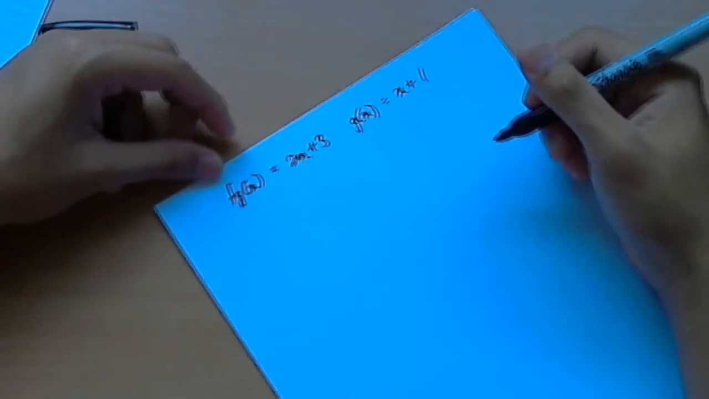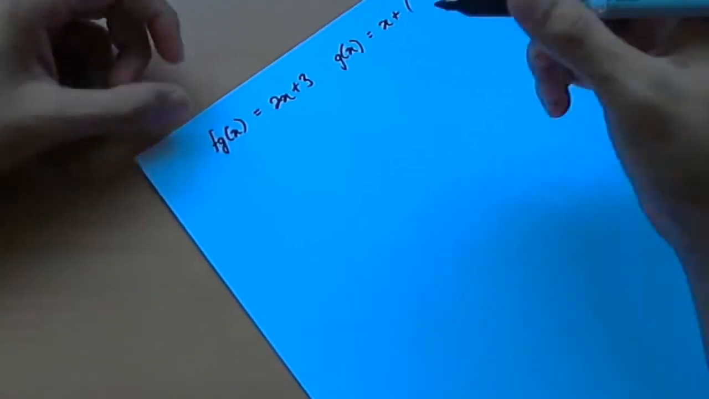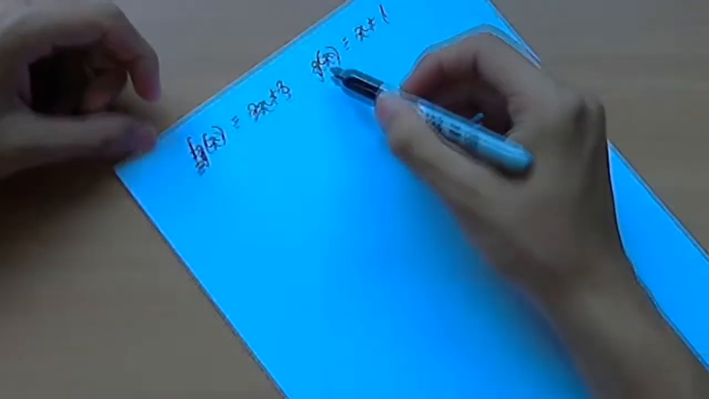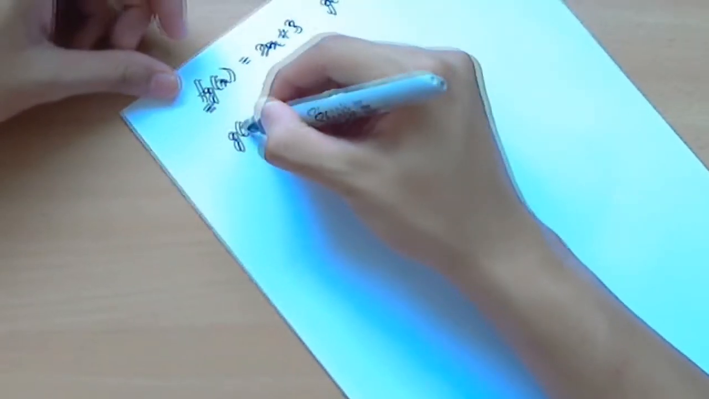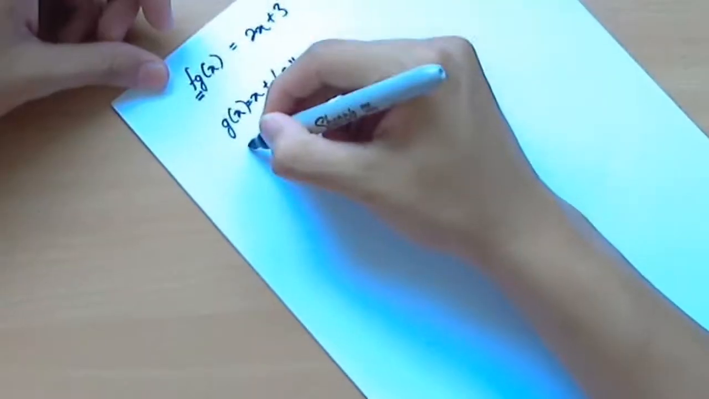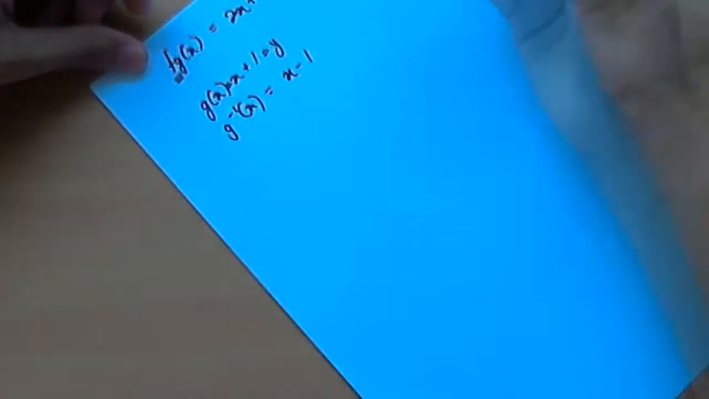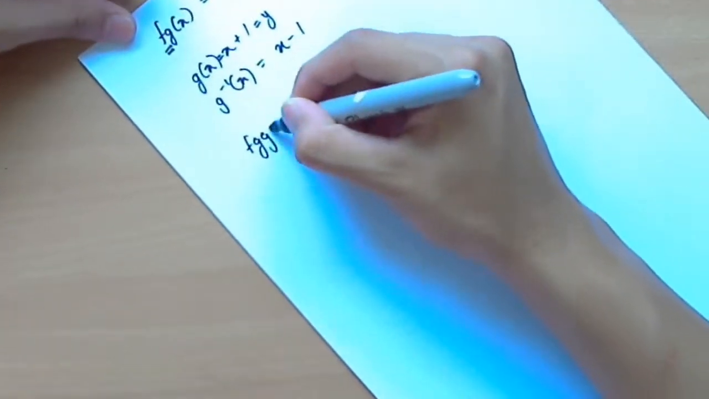First of all, the question asks us to find function f, and the information given is function g. So what I'm going to do is find the inverse of function g. I'll get g inverse equals x minus 1. And now I'll put it side by side.